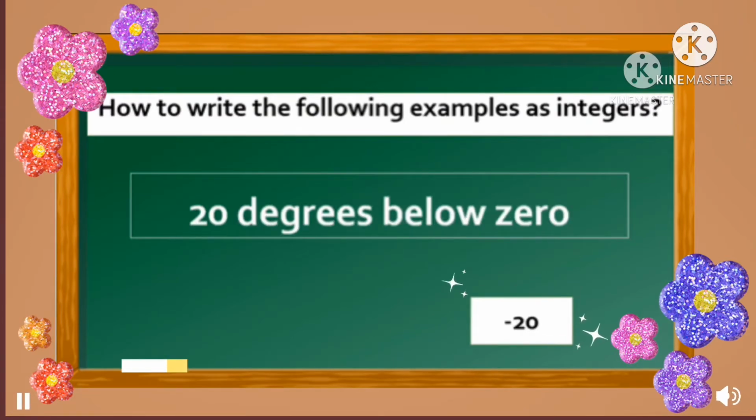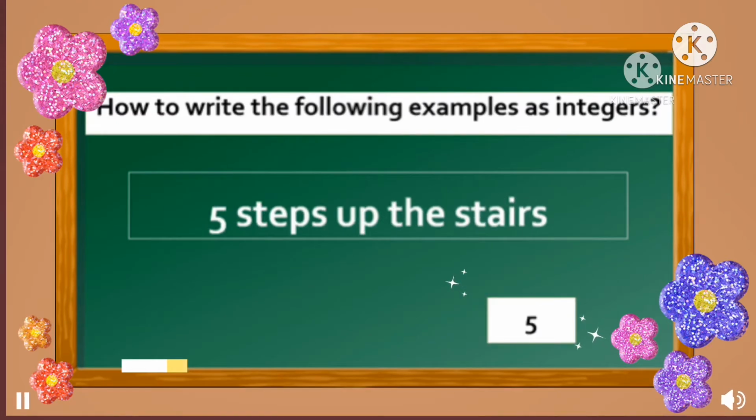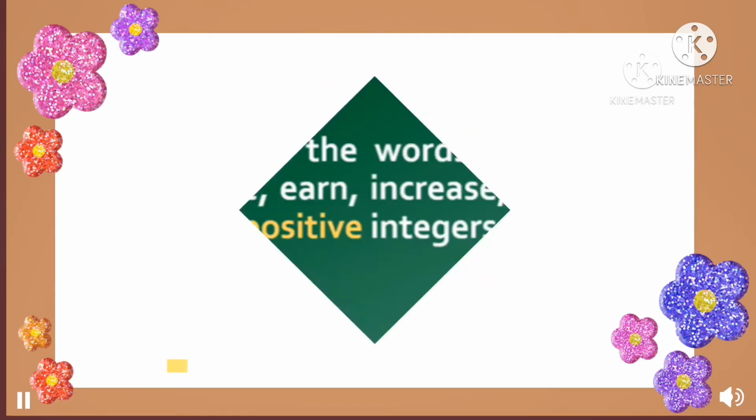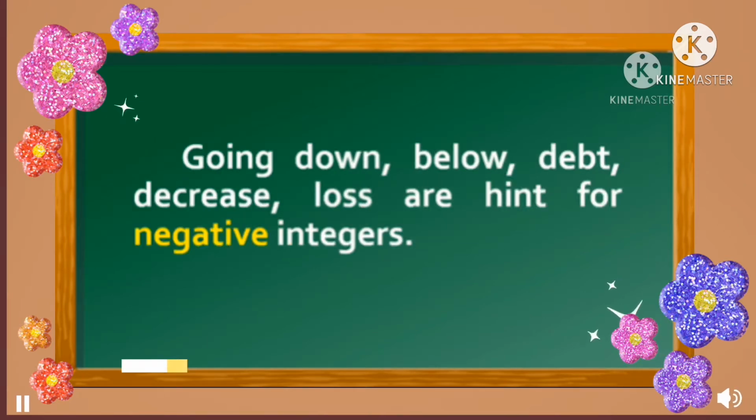20 degrees below 0 is written as negative 20. 4 degrees above normal is written as positive 4. 5 steps up the stairs is written as positive 5. Some of the words like going up, above, earn, increase, gain are clues for positive integers, while going down, below, depth, decrease, loss are hints for negative integers.